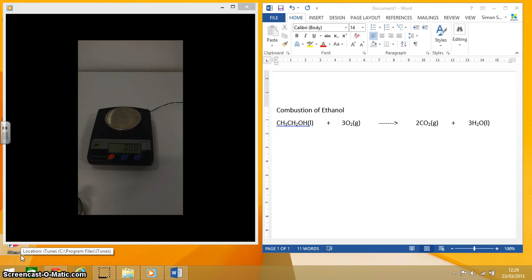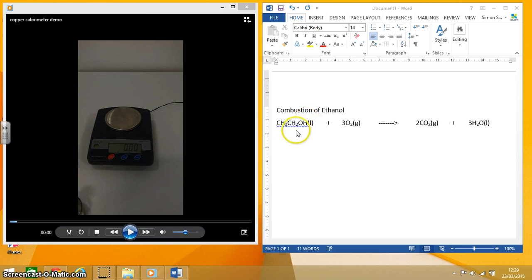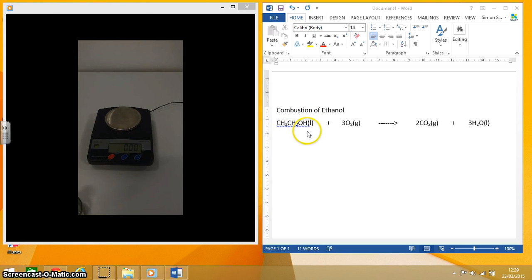This how-to video looks at how we can measure enthalpy change of combustion in the laboratory, and for illustrative purposes I'm using the reaction detailed here. What I'm going to do is run the sequence through and make the observations as it goes.